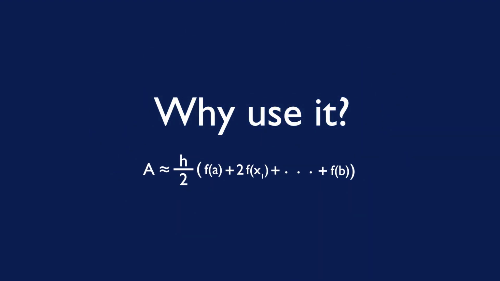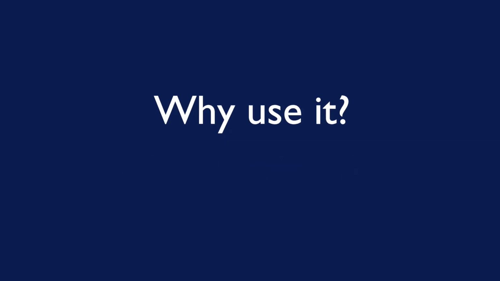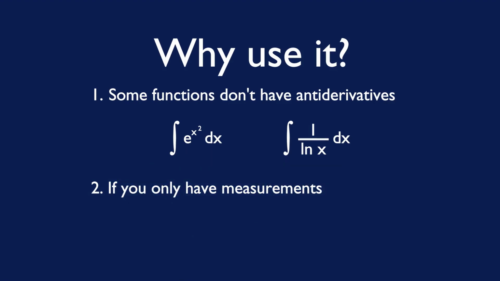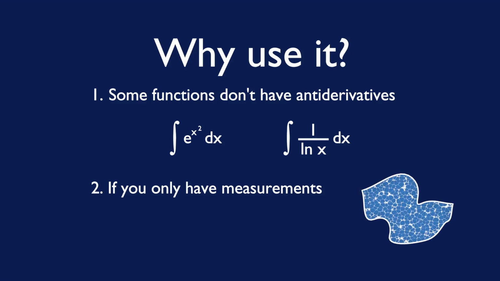But why would you use this rule when you can just use normal integrals and get the exact answer? Number 1, because some functions don't have an antiderivative, like the integral of e to the x squared and the integral of 1 over ln x. And the second reason is, sometimes you have a measurement and no function, like for example the area of a lake, and you can then use the trapezoid rule to approximate the area of that lake.